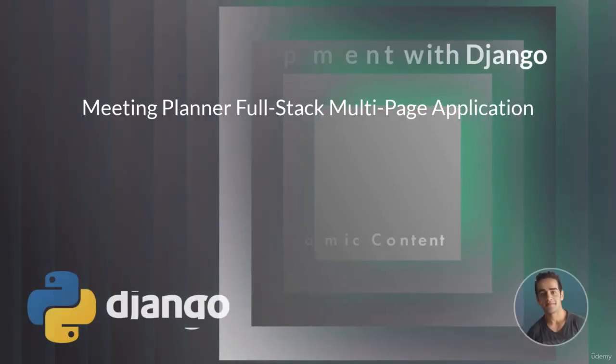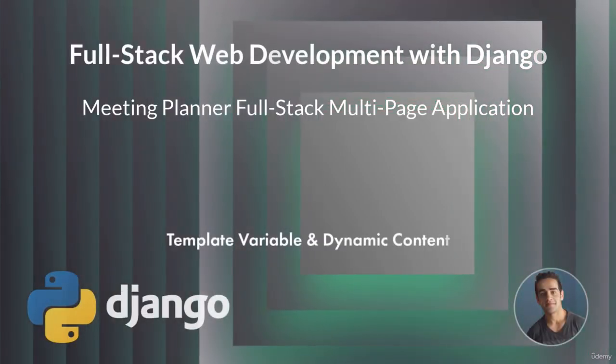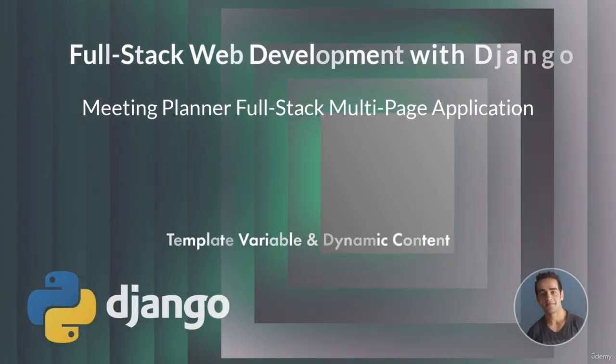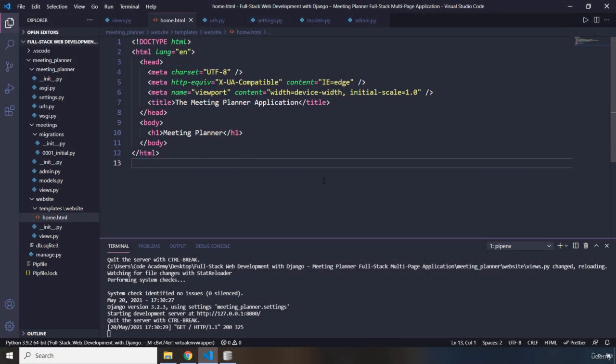Hi everyone, in this lecture we're going to talk about template variables and dynamic content. Now, template variables in Django are exactly the same as template variables in Flask. They work in the same way. And what do I mean by that?